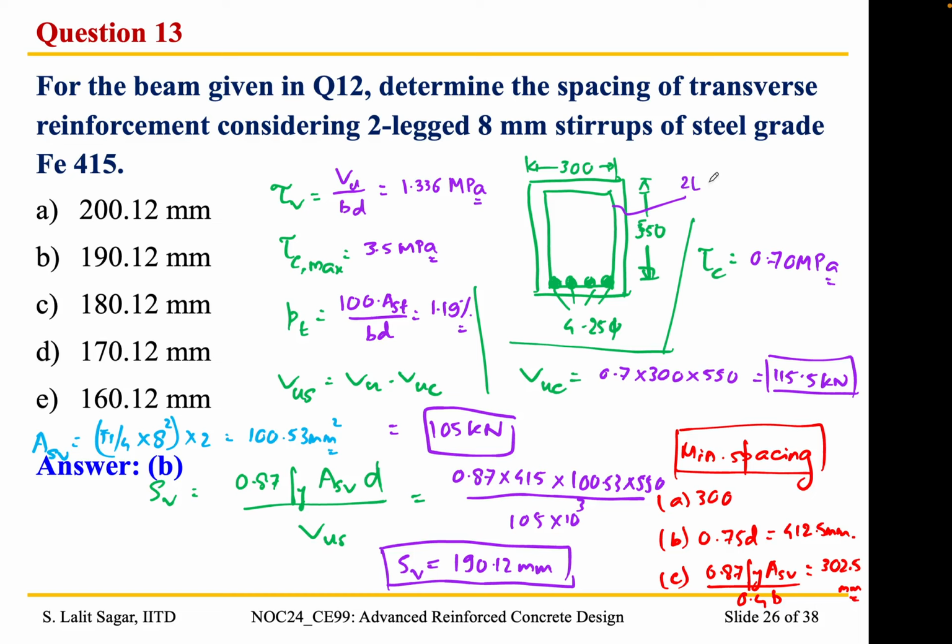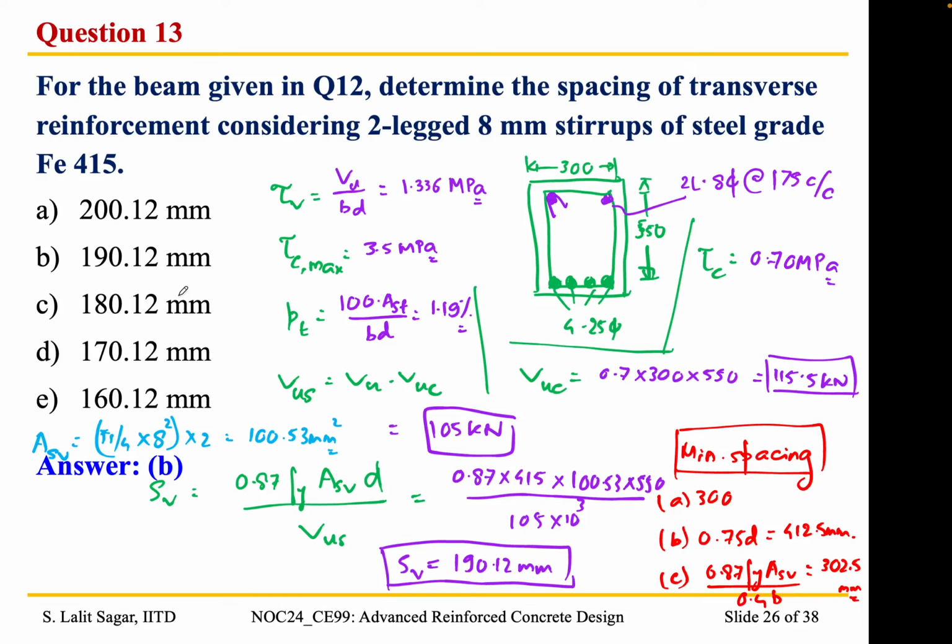two-legged 8 mm diameter stirrups at 175 mm center to center. Okay, I forgot to add, we can provide two hanger bars of 12 mm diameter, and we need to provide hooks for the stirrups. So option B is the correct answer.